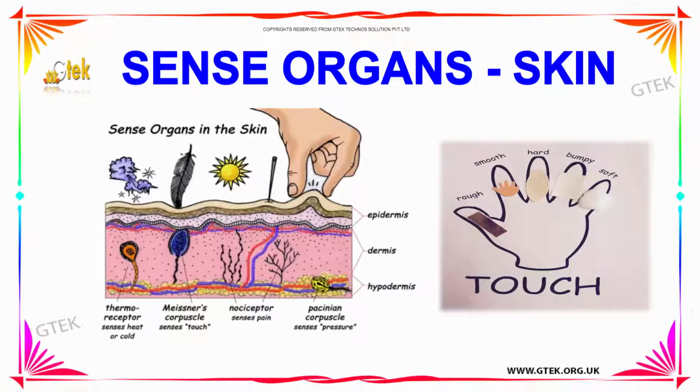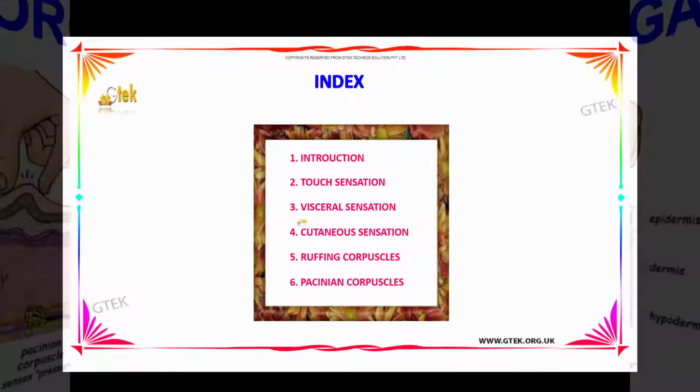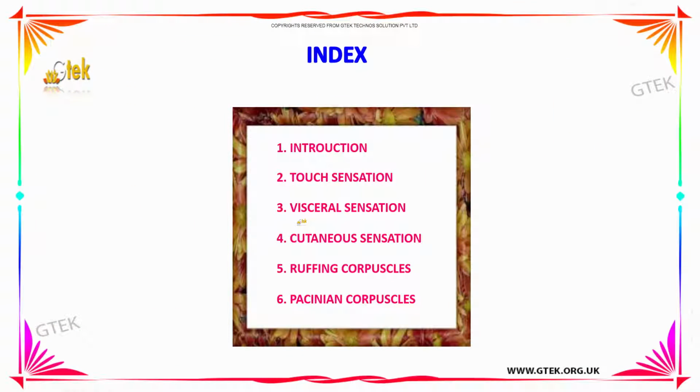We are going to discuss the sense organ skin. The skin senses different feels such as rough, smooth, hard, bumpy and soft. So we are going to see how the skin does it.